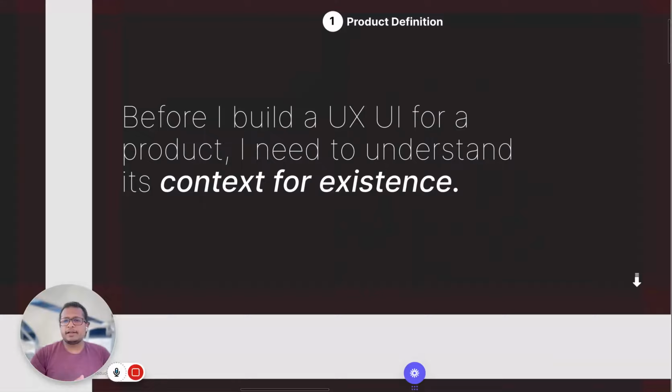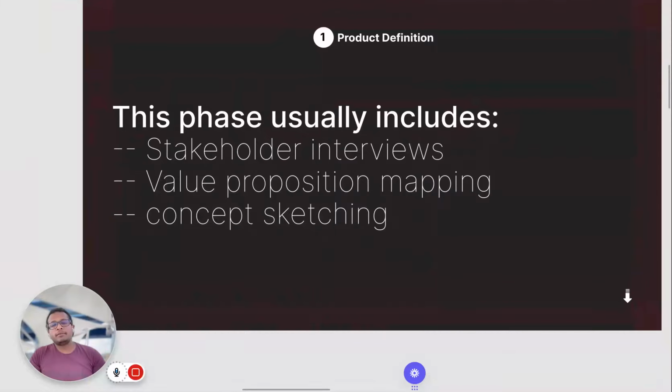Before I build a UX UI for a product, I need to understand the context of its existence. The important part for me is that this phase usually includes interviews, value proposition, and concept sketching. Here I wrote stakeholder interviews because stakeholders are the people who have the vision. It's very important that you get knowledge of the product from stakeholders. The team members are the technical audience, and you can also interview them. They will talk about the competitors' good and bad points, and their own product's good and bad points. You will learn it.